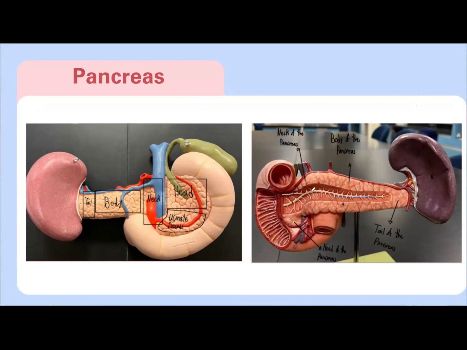So let's look inside of the pancreas now. You have this duct running across the entire pancreas. What is the name of this duct? Duct of Wirsung? This is called the main pancreatic duct or the duct of Santorini, okay? That's the other name for it. Main pancreatic duct or the duct of Santorini. And from this duct, you have something going out of it.